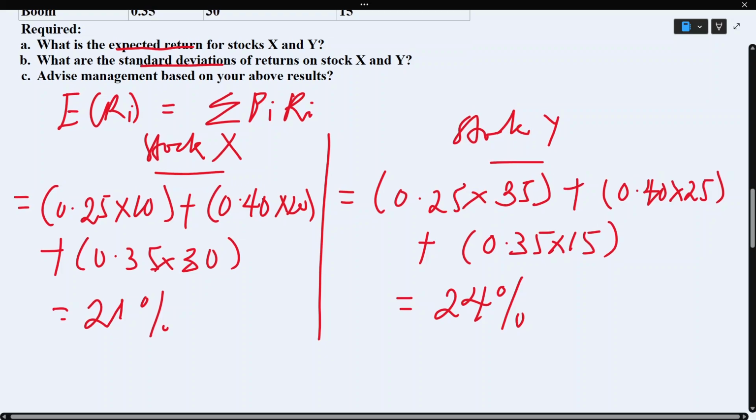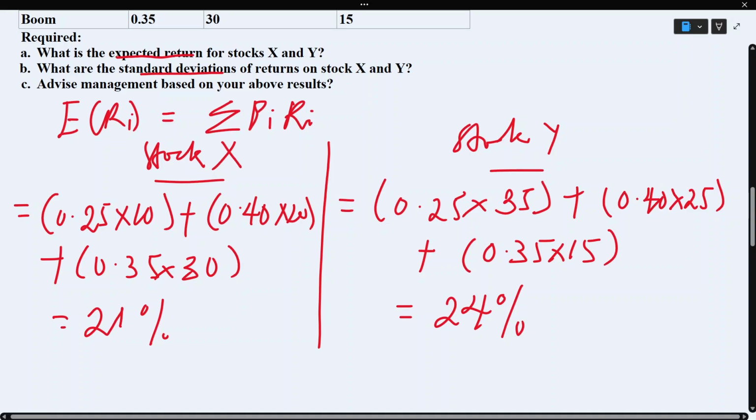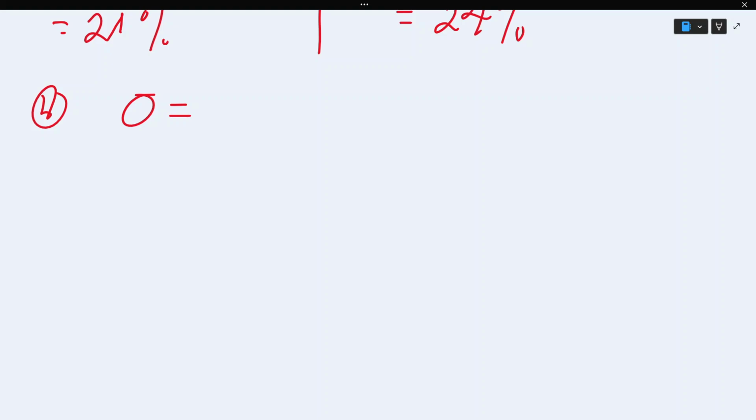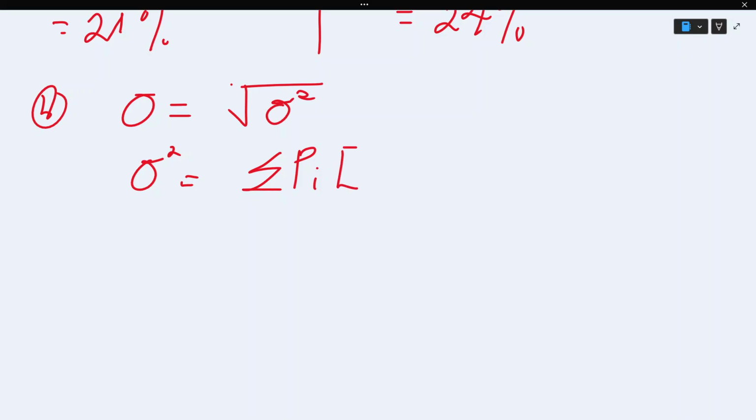Let's go ahead to standard deviation. Standard deviation basically measures the risk. So you have to find the risk on X and Y. That's requirement B. How do you find standard deviation? Standard deviation is the square root of the variance, and variance here is given by the summation of probability times how the return deviates from the average mean, or the expected return, squared.